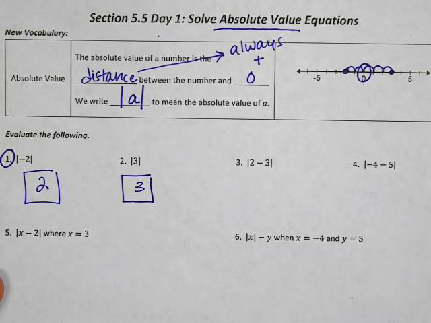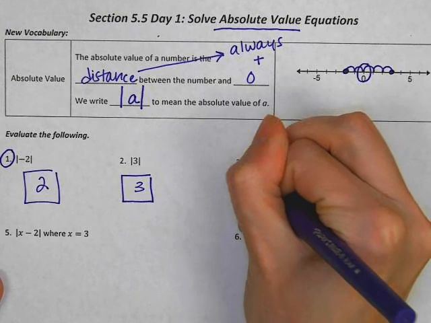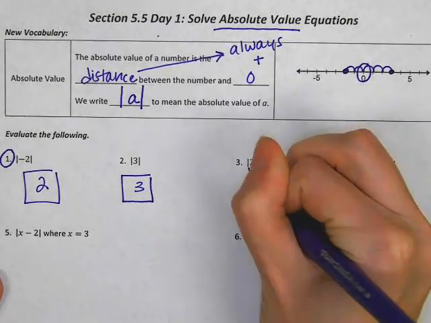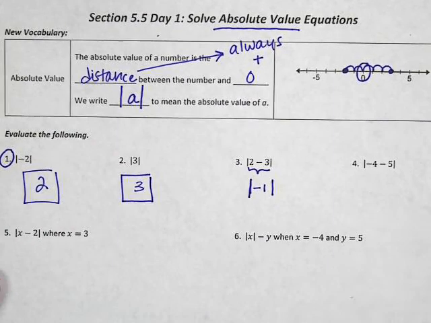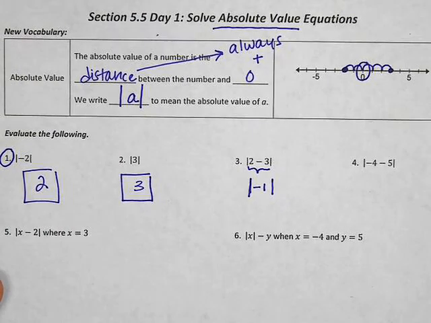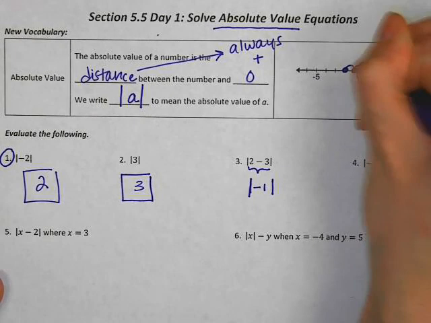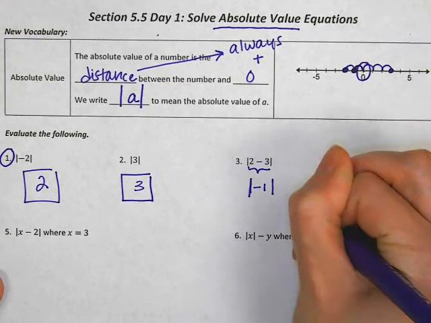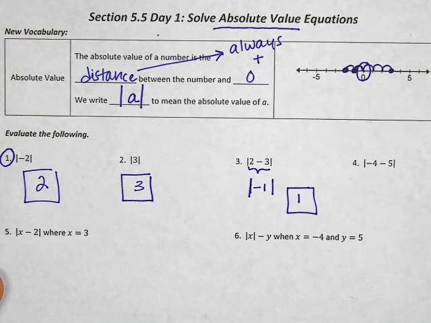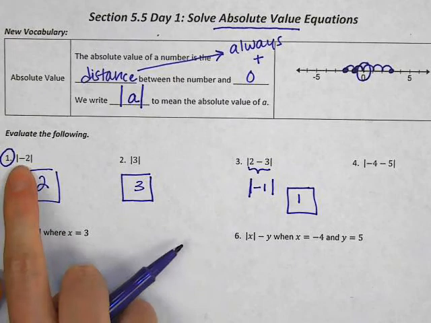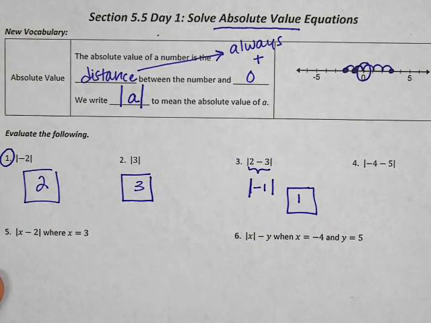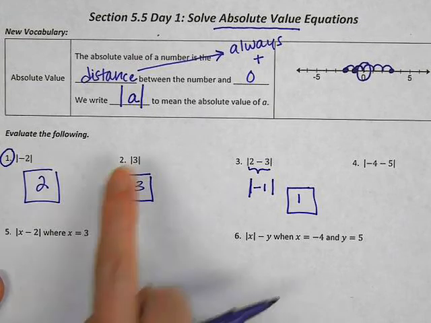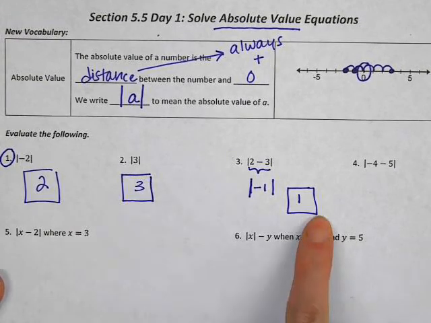When there's more than one number going on inside, you do that first. Okay, so this one, 2 minus 3 is -1. So now it's saying, what's the absolute value of -1? How far is -1 away from 0 on the number line? Well, -1 would be right here. It would be 1 unit away, so the answer is 1. Okay, so as you notice, basically it's just the answer in its positive form. So if it's -2, it's +2. If it's 3, it's +3. If it's -1, it's +1. It's just always positive.